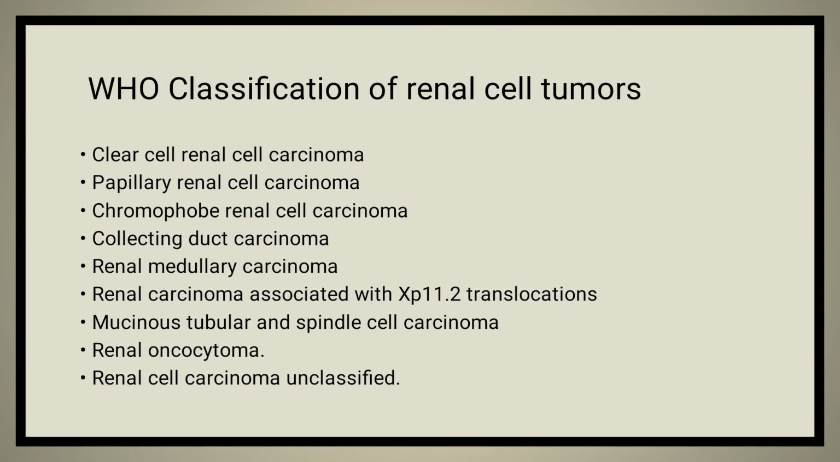Coming to WHO classification of renal cell tumors. These include clear cell renal cell carcinoma, papillary renal cell carcinoma, chromophobe renal cell carcinoma, collecting duct carcinoma, renal medullary carcinoma, renal carcinoma associated with Xp11.2 translocation, mucinous tubular and spindle cell carcinoma, renal oncocytoma, renal cell carcinoma unclassified.